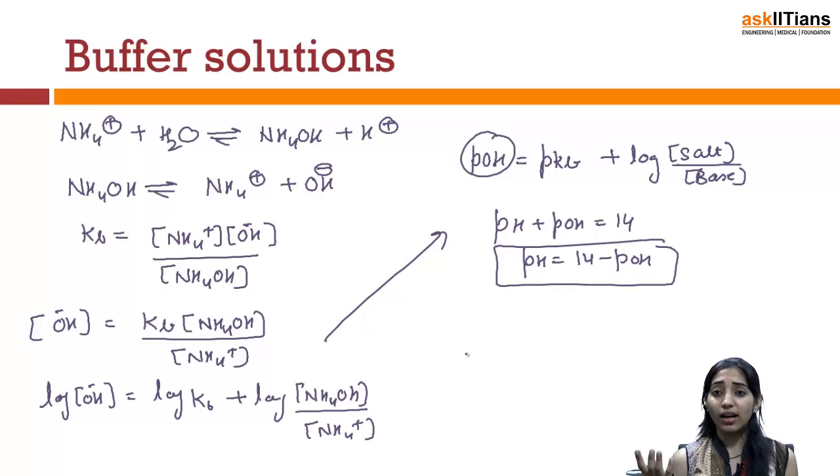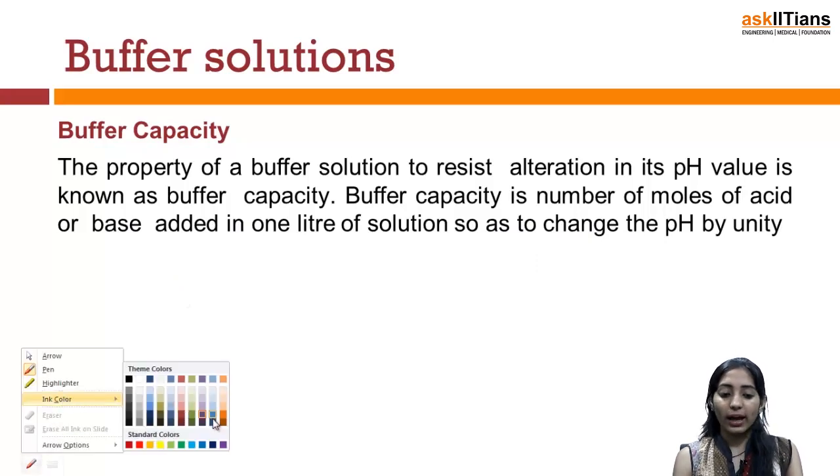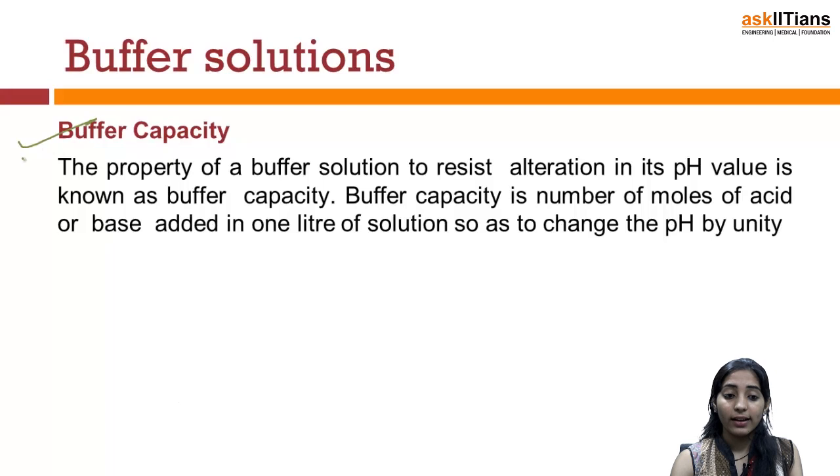Now since we have studied a lot about buffers, let's study one more very basic property of a buffer solution, which is known as the buffer capacity. What do we mean by buffer capacity? The property of a buffer solution to resist the alteration in its pH value is known as buffer capacity. I have already told you that any buffer is characterized by the way that it resists a change in its pH value.